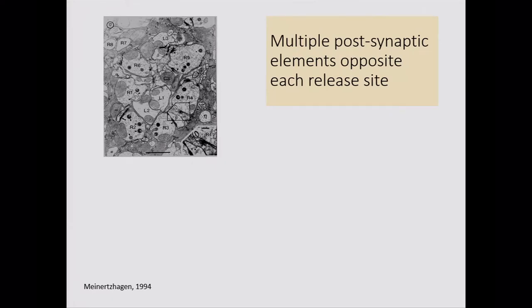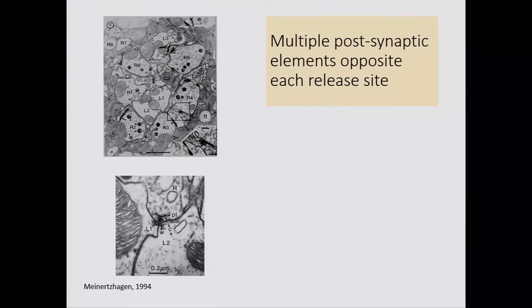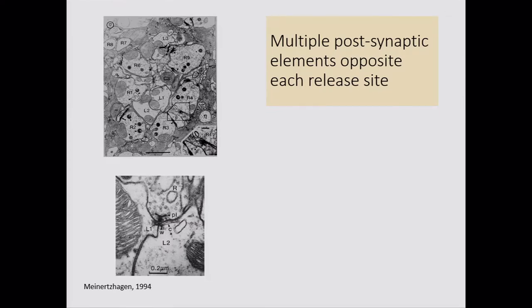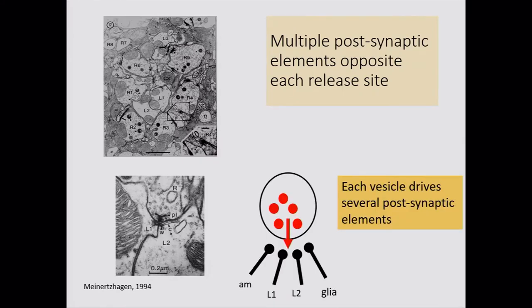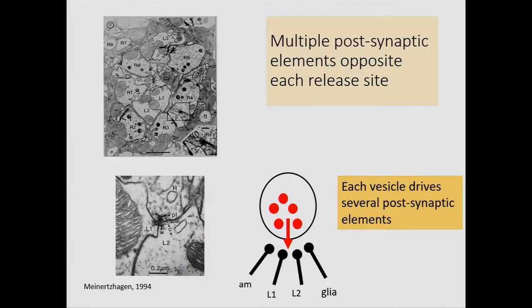The second feature of this system is that when you look at the connectivity with the electron microscope, you see that each synapse from a photoreceptor that's here, when it releases its vesicle, the contents go to at least 4 different neurons facing it. You can only see 2 cut in this section. So the vesicles released from one release site drive 4 different postsynaptic neurons. And these are called tetrads.